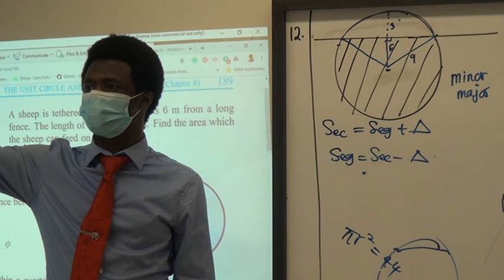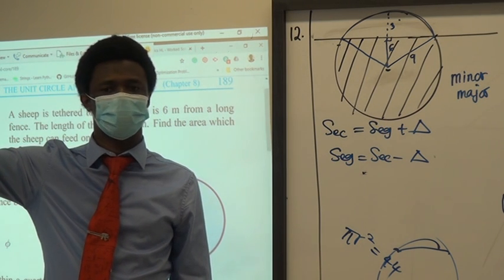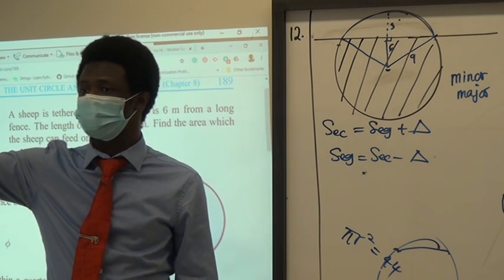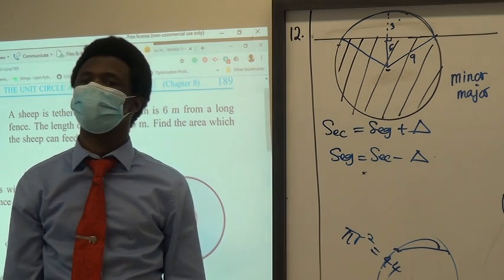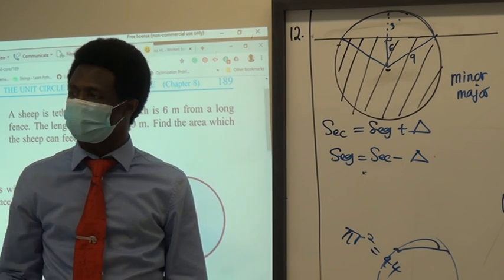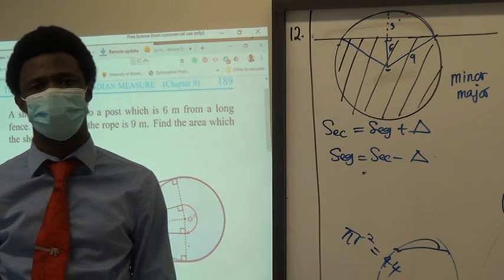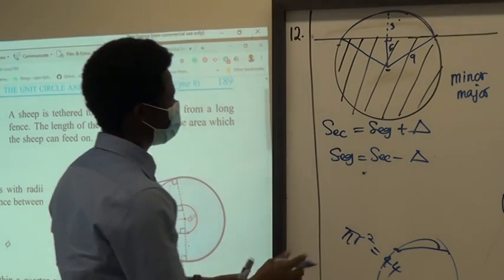Raise your hand if you know the formula that I'm talking about. To find the area of a triangle, half AB sine theta. Everybody knows? Okay, good. And that's how we find the area of a segment. So whenever you come across this, it will come in handy. Okay? So back to this original question.